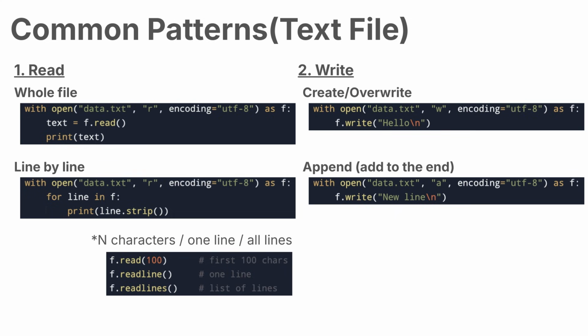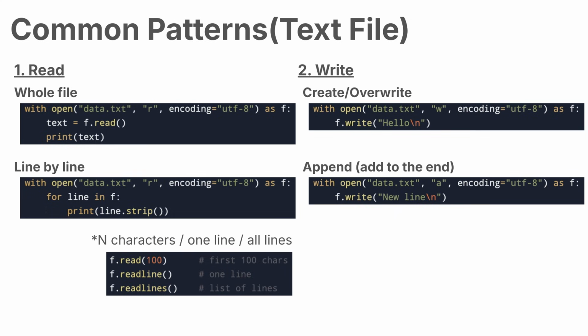3. Write, create, and overwrite. When we use mode w, we're starting fresh. If the file exists, it's replaced. If not, it's created. We call f.write("hello\n") to put text in. Remember, if you want a new line, you must include \n yourself.